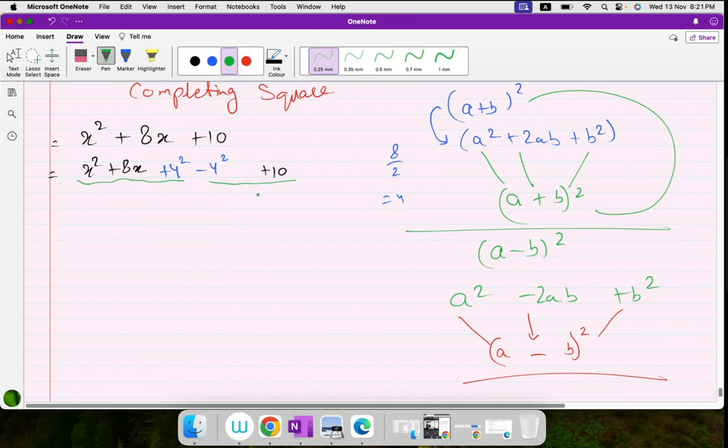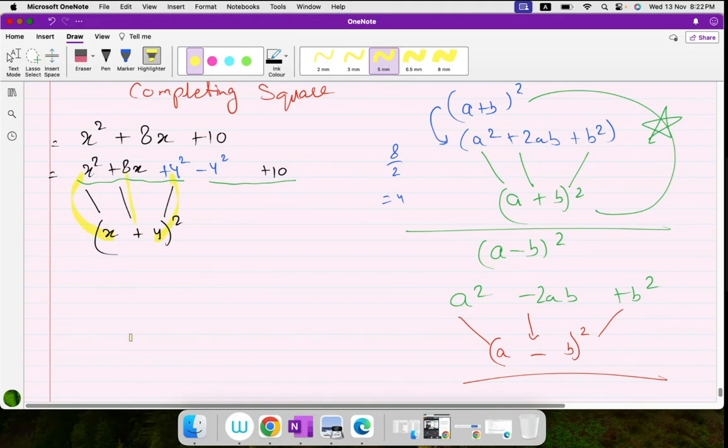Closing these three is just the reverse of this thing. So I'm going to copy that x, copy that positive sign, copy that 4 whole square. See, if I just go in reverse, this would be x square, a square plus b square plus 2ab, and minus 16 plus 10. Further simplification is (x plus 4) whole square minus 6. This is the completing square form.